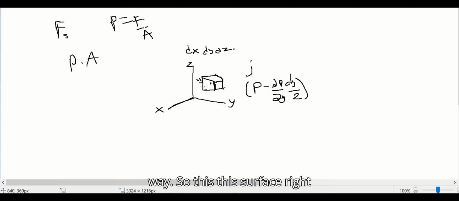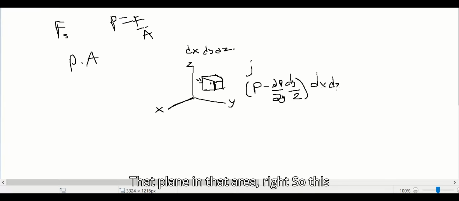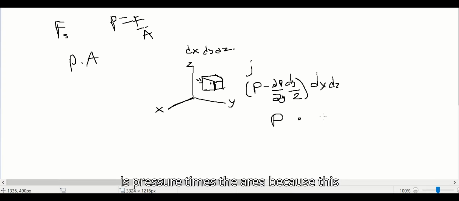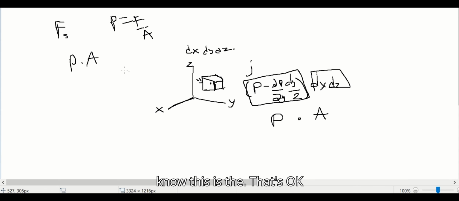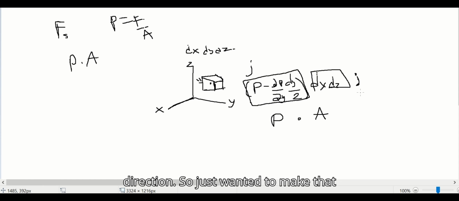So this surface right here is dx dz, that plane, that area, right? So this is pressure times the area, because this is an estimate of pressure. Taylor series is like estimating the function at a certain position, right? Doing that approximation, this is the area. I just wanted to make that clear so that you know it's in the j direction, because I realized after that I didn't go over that while editing the video.